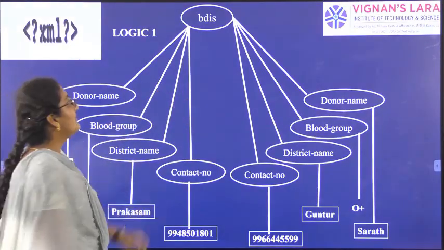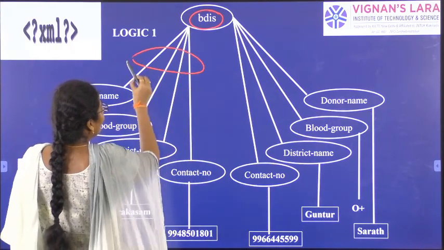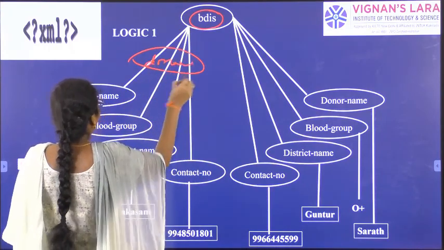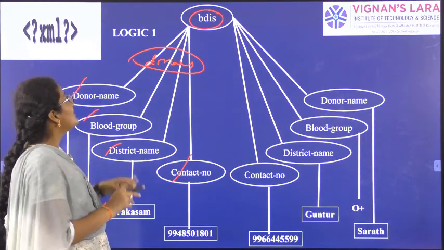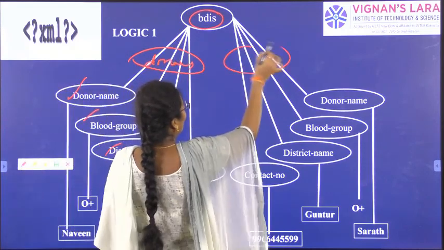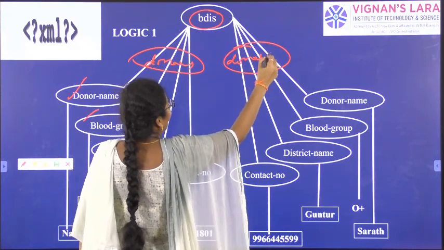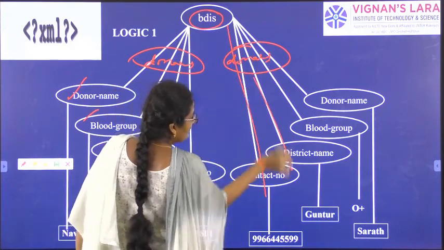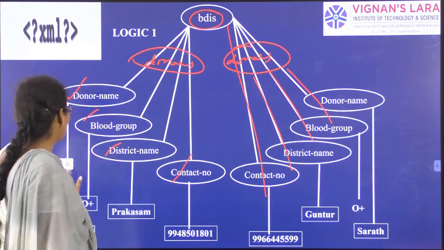So in this logic, the root element is BDIS and we don't have any child elements like donors here. Directly we came to donor name, blood group, district name and contact number. So in logic 1 we have the root element, but we don't have any subroots or any child for that root like donors. Directly we came into contact number, district name, blood group and donor name. This is logic 1. Like this also you can write.